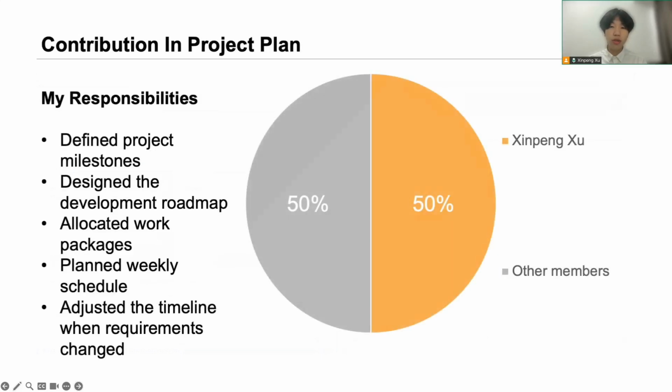As the project manager, I was responsible for planning the overall project from the beginning. I defined the project milestones and created the development roadmap to make sure the team had a clear direction. I also divided the work into different work packages and assigned tasks according to each member's strengths. During the project, I updated the weekly schedule and adjusted the timeline whenever our requirements changed. Although the whole team contributed to the planning, I was responsible for organizing and coordinating around half of the overall project planning work.